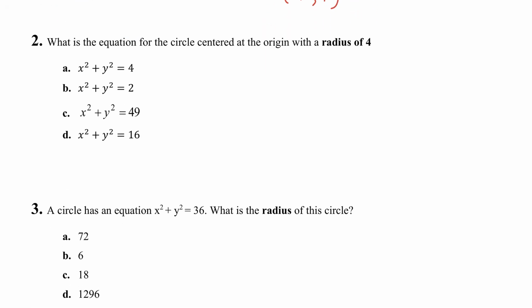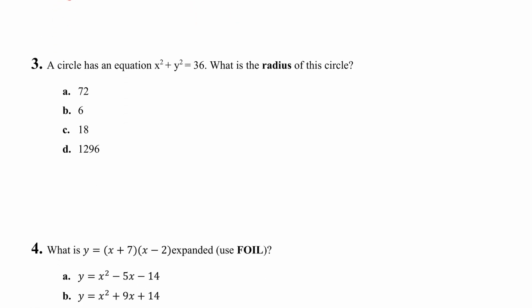It says, what is the equation for the circle centered at the origin with a radius of 4? The general format of the equation of a circle centered at the origin is x squared plus y squared equals the radius squared. So if the radius is 4, I'd have x squared plus y squared equals 4 squared. And 4 squared is 16, so I can see that the correct answer is D. Moving on to number 3.